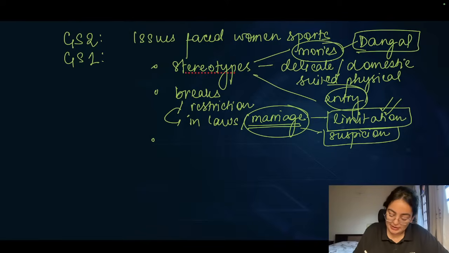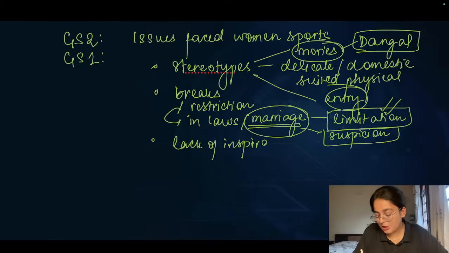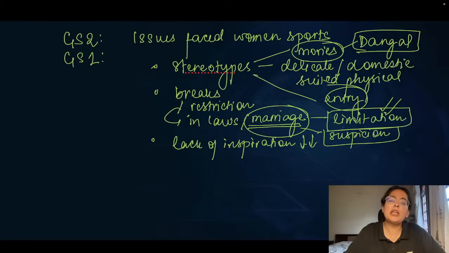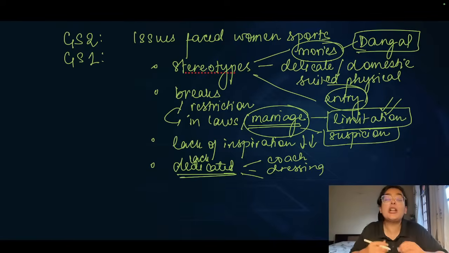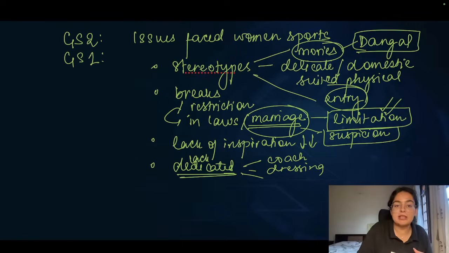Another limitation is the lack of inspiration. For example, there are not many female sportspersons. That also reduces the amount of inspiration and role-model-based pull that is required. Another major issue is associated with the lack of dedicated facilities. For example, the lack of dedicated female coaches, the lack of dedicated dressing rooms designed for women. In fact, sometimes even the lack of specific toilets in sports academies for women, right?